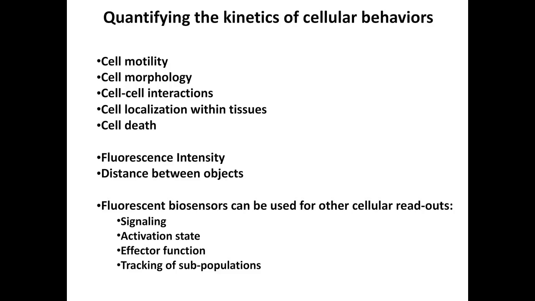Or, for example, the lab of Thorsten Mempel has developed an NFAT reporter fused to GFP, and they can look at NFAT signaling by looking at the translocation within the nucleus of this NFAT reporter, highlighting signaling. You can also look at the activation state, or for example, the effector function read out as cytokine production. And the lab of Rich Locksley has developed a number of reporters for cytokine production, such as IL-4, interferon gamma, and so on. And you might also be able to track different subpopulations of your cells of interest.